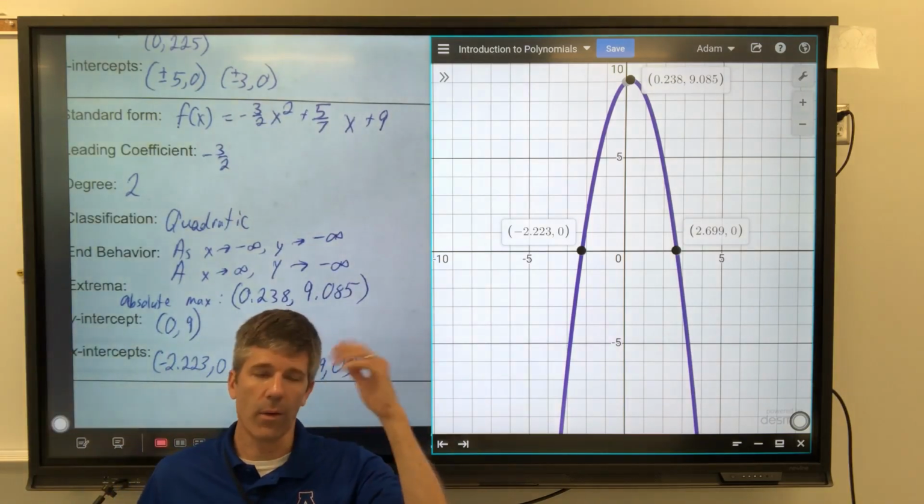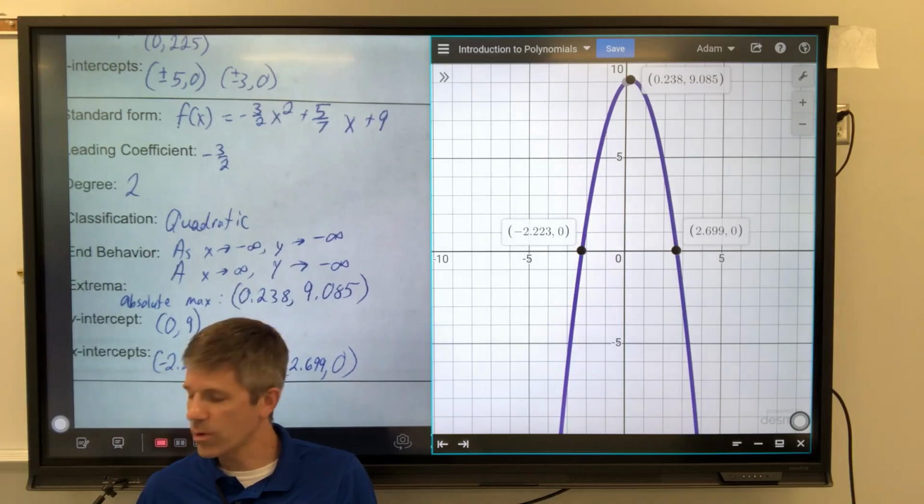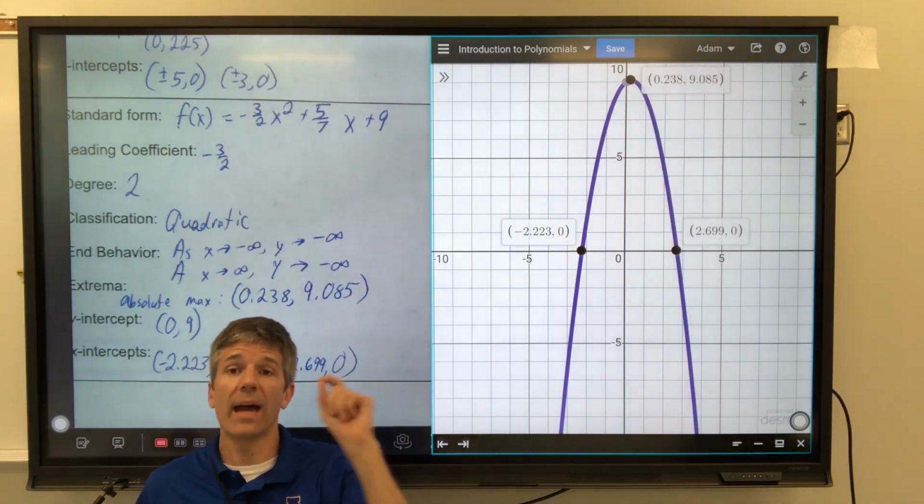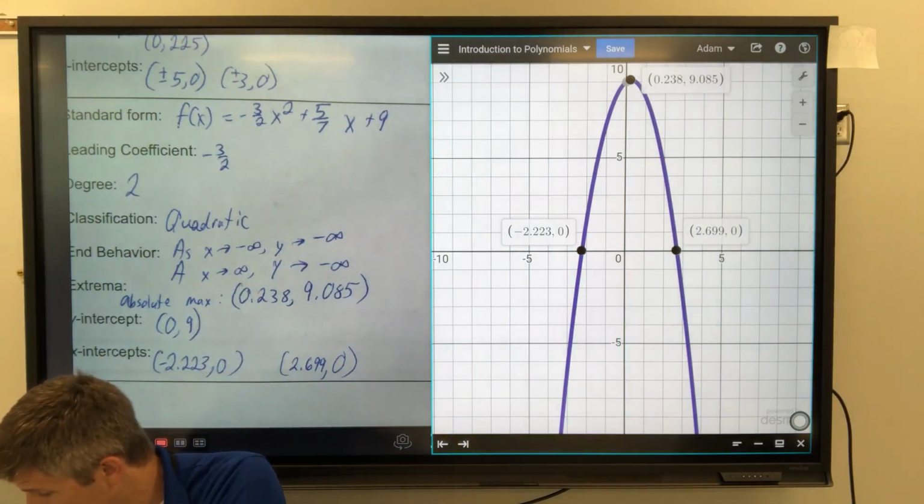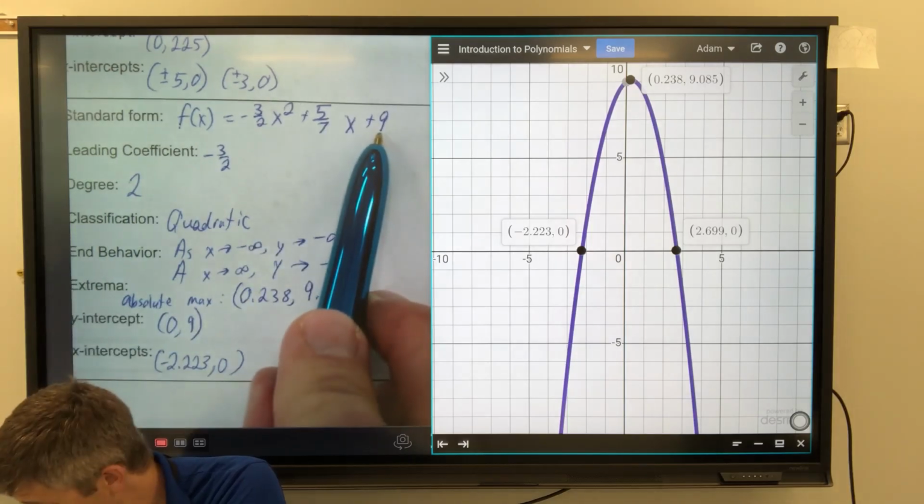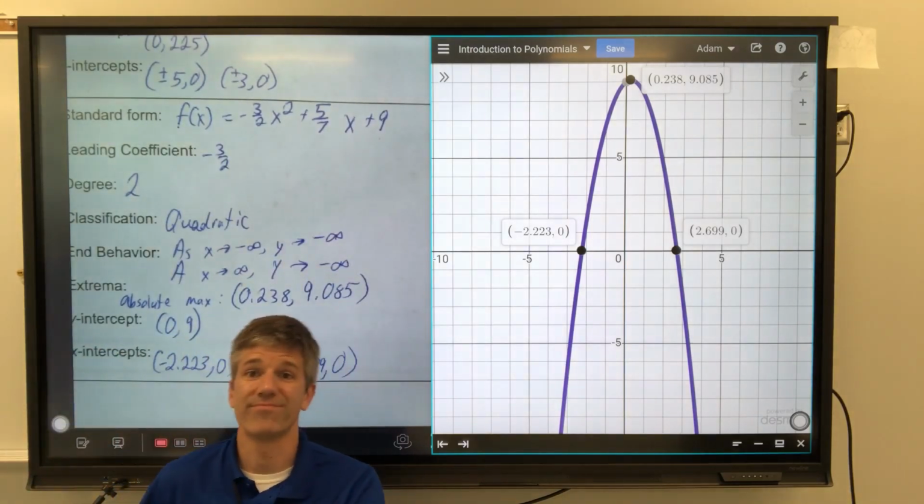Okay, one more thing. Not one more thing, you just heard me say it, but I think it's worth repeating. I do want you to notice that everywhere you see a constant at the end of your standard form, that is your y-intercept. Let me move my head so you can see. But that 9 that's dangling around right there, that 9 is your y-intercept. And it happened on the previous problem too. There you go.